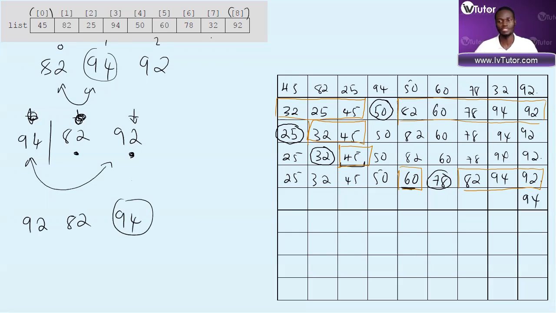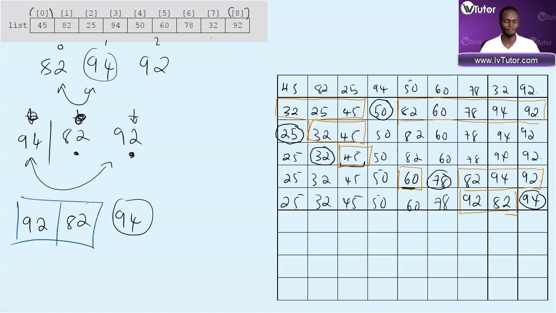Now 94 is here, which is our pivot. And we now have 92 and 82. The rest of the numbers are still exactly the same, 45, 50, 60, 78. But we need to repeat our partition for these two numbers, 92 and 82. And remember, I said if you have only two numbers, 92 and 82, and you want to apply quicksort here, choose your pivot, 0, 1, 1 plus 0 over 2, 0. So this is your pivot.